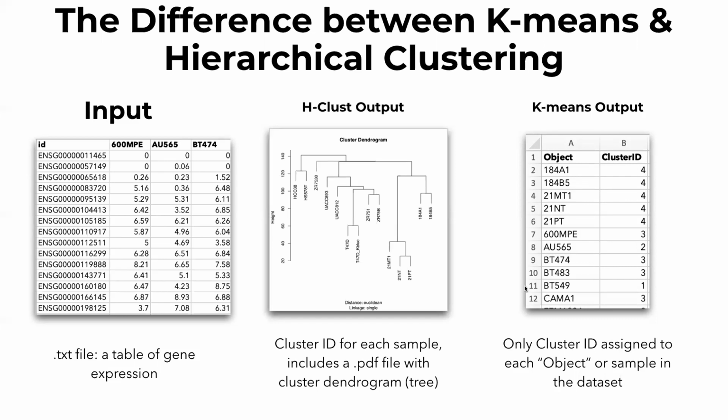So you might be asking, well, what's the difference between this and the k-means? And the difference is that with the H-clust pipeline, it has an output such as a dendrogram, which gives you a structure of your data. And the k-means is just going to give you the number for each cluster in each sample. So that would be the difference.